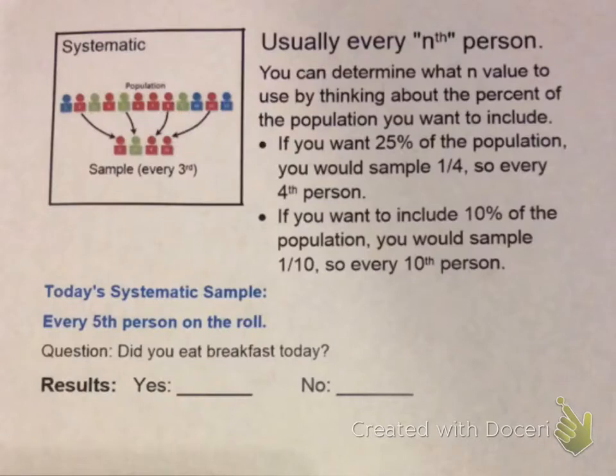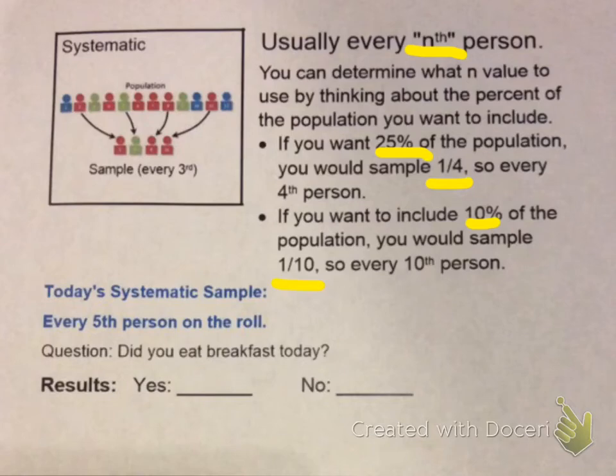All right, another method is called systematic. So systematic is usually when you use every nth person. So it would be like every 3rd person that walks in the room, I'm going to ask a question to. Every 20th person that comes to the football stadium, I'm going to ask the question to. You're systematic about how you do it. You can determine what the n value is by thinking about the percent of population you want to include. If you want 25% of the population to be sampled, then you would want 1 in 4 people, so ask every 4th person. If you wanted to include 10% of the population, you should sample 1 in every 10 people.